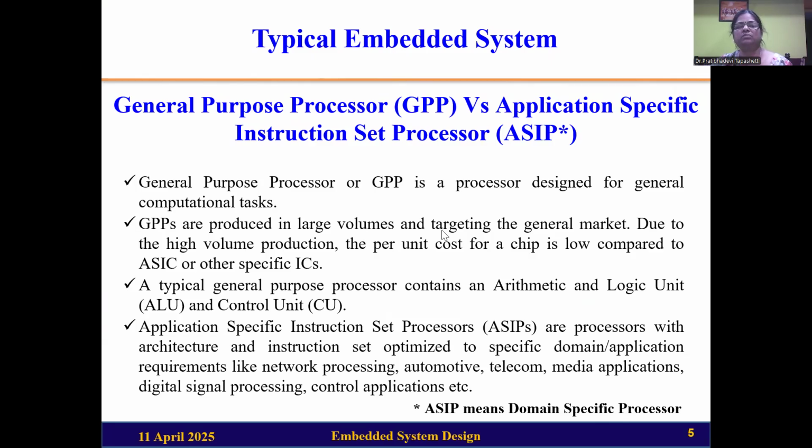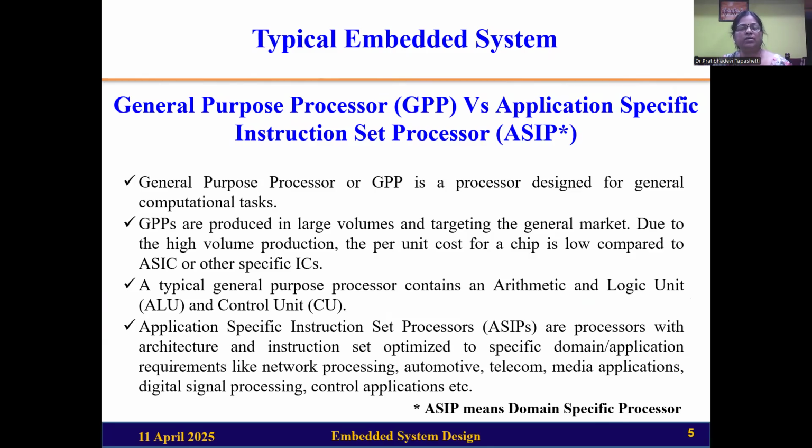GPPs are produced in large volumes, targeting the general market. Due to the high volume production, the per unit cost for a chip is low compared to an ASIC or other application specific ICs. That is, when the ICs are general purpose, they are manufactured in bulk, and the per unit cost is smaller as they are fabricated in bulk. A typical general purpose processor contains an arithmetic and logical unit, that is the ALU, and also the control unit. So ALU plus control unit is going to be the CPU.